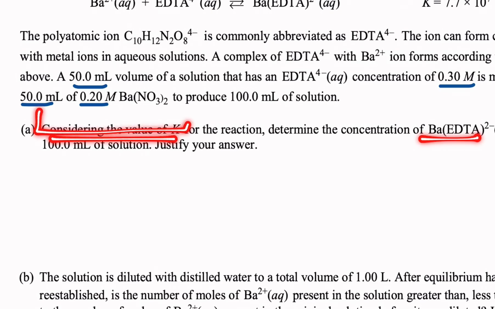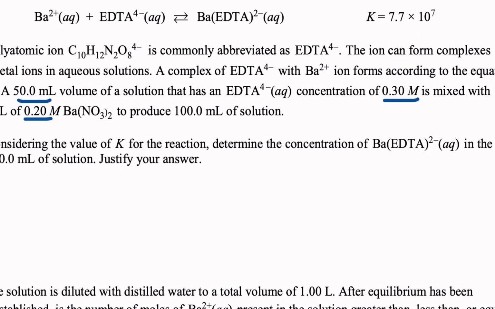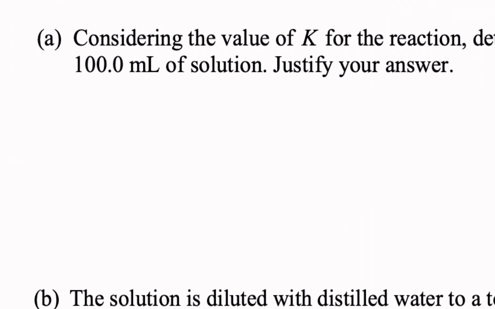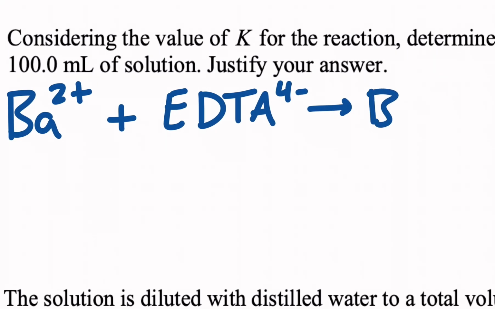I'm really noticing this "considering the value of K" part. I gotta somehow comment on it. Aha, K is really big, so that means this reaction essentially goes to completion. So I don't even have to treat this as an equilibrium style problem. I can treat it just as a regular stoichiometry problem. I'll rewrite the reaction. Barium plus EDTA, 4 negative, becomes the complex ion.